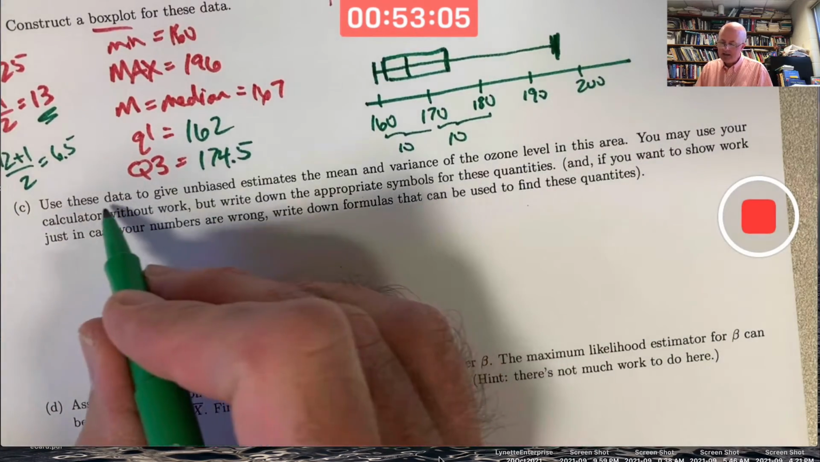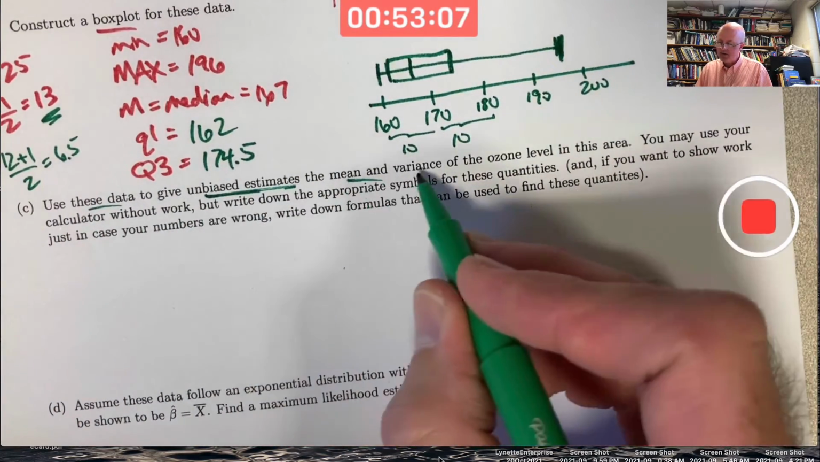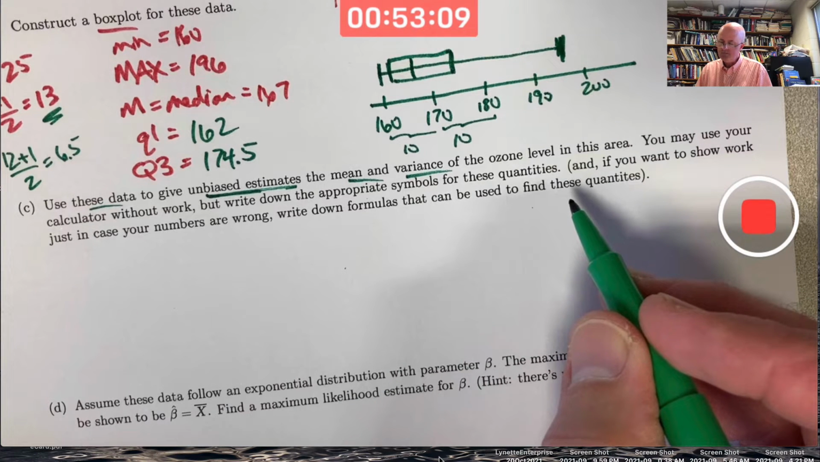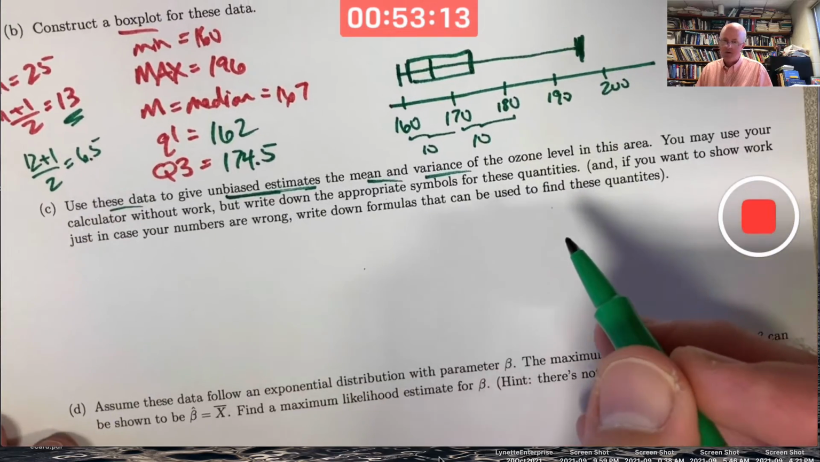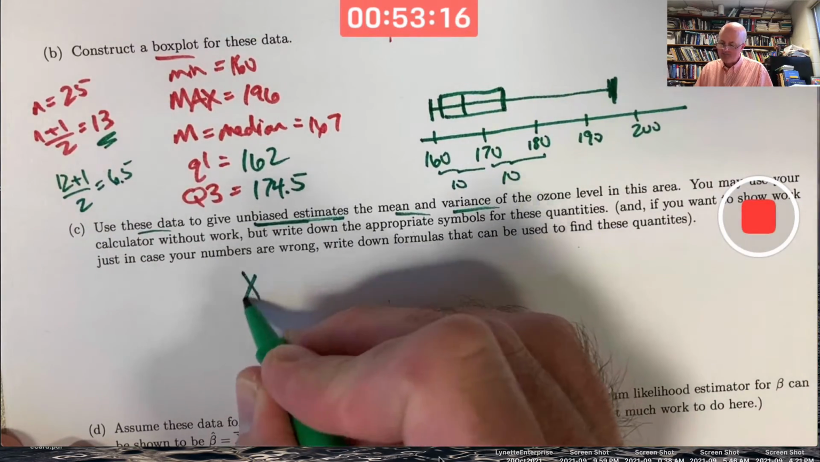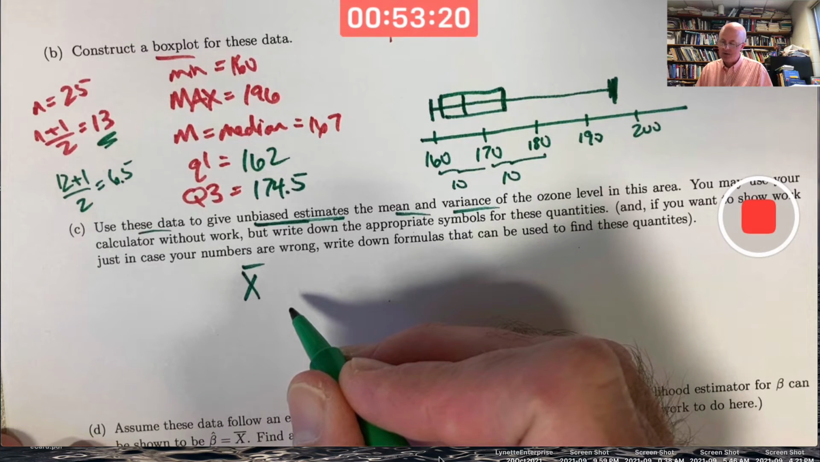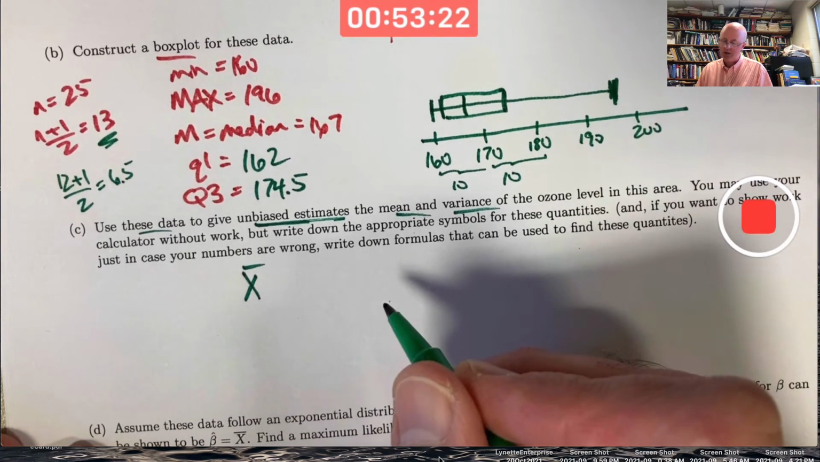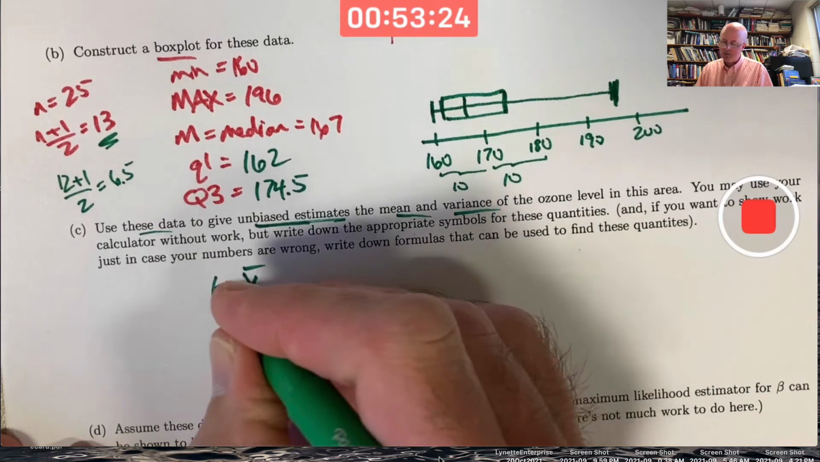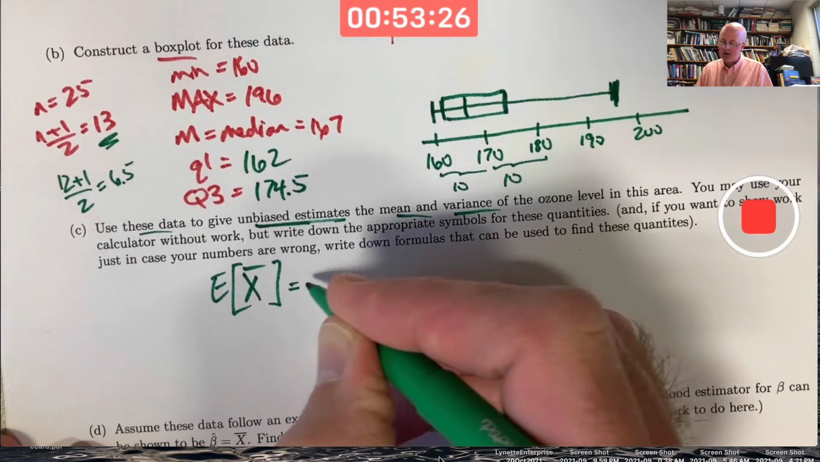Use these data to give unbiased estimates for the mean and variance of the ozone level. You may use your calculator without work, but write down appropriate symbols. Okay, X bar is an unbiased estimator for the mean ozone level. That can be written as the expected value of X bar is mu.